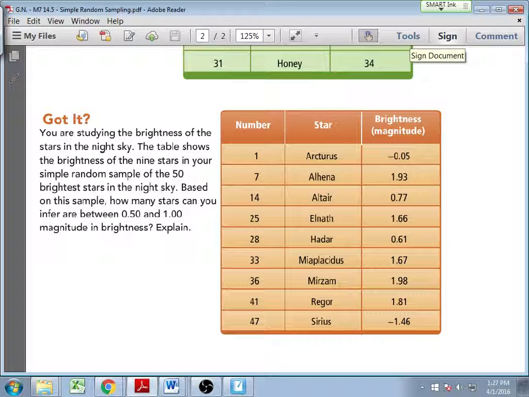Any other questions about simple random sampling?